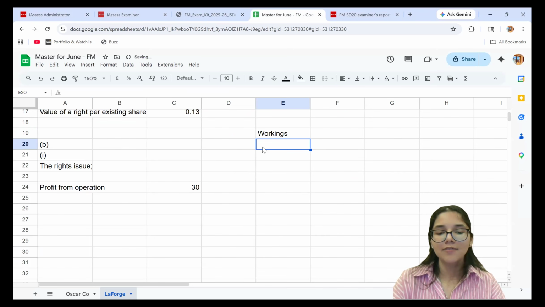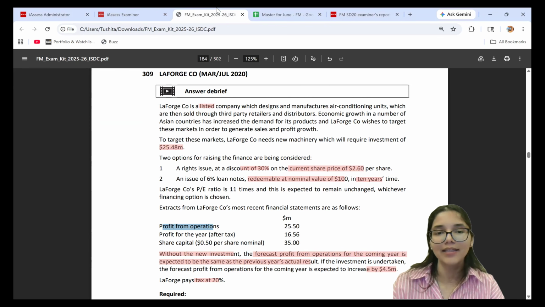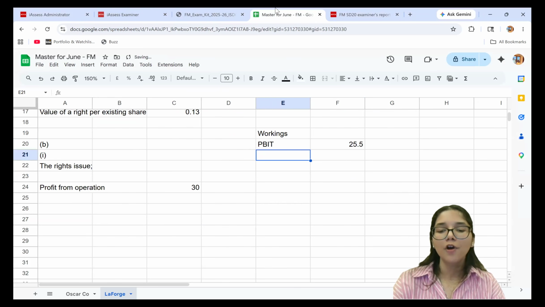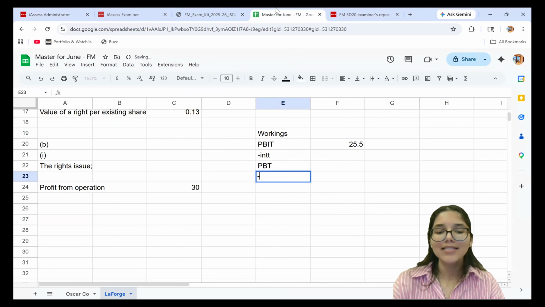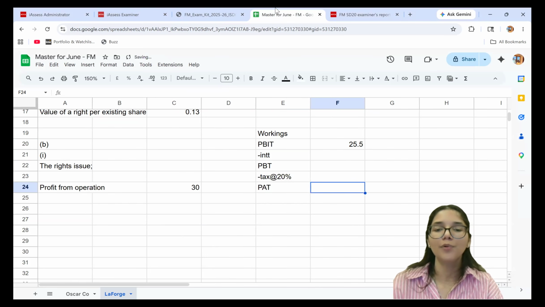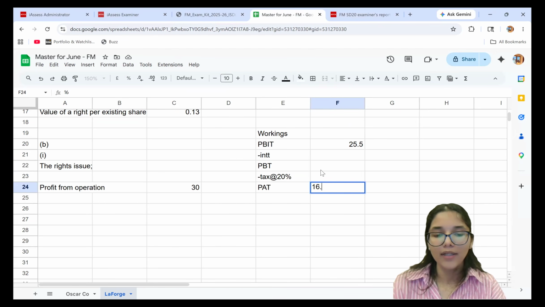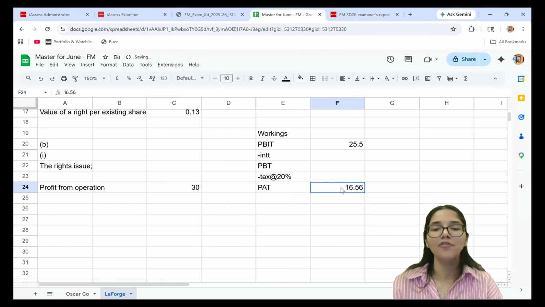So in my workings, firstly, we start off with the PBIT. PBIT or the operations profit is exactly the same. So currently I have 25.5 worth of PBIT. From this, I first take away the interest, then I'm left with the PBT. Then I subtract the taxes at the rate of 20%, and then I come to the profit after taxes. So I'm given the profit after tax figure, and the profit after tax is 16.56. So 16.56 is the amount of money that I'm left with after paying my taxes.